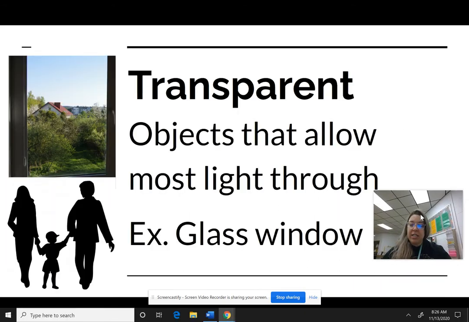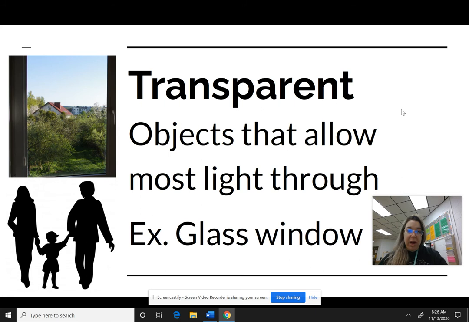Okay, the next one is transparent. So those are your windows and the things you can see through. My blue light glasses here. Anything that you are able to look right through, and most of the light comes through and you can see pretty clearly.